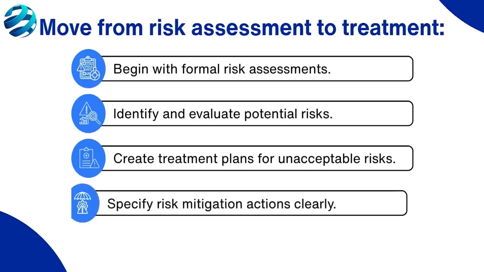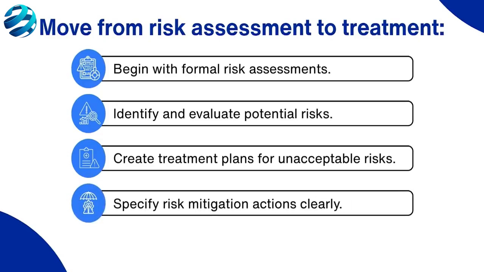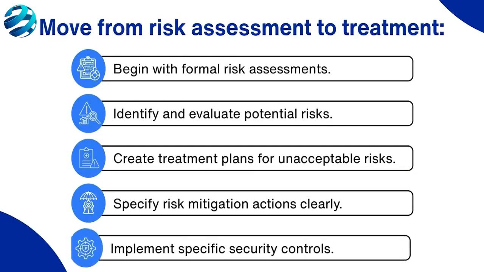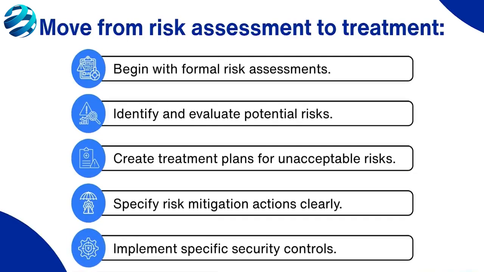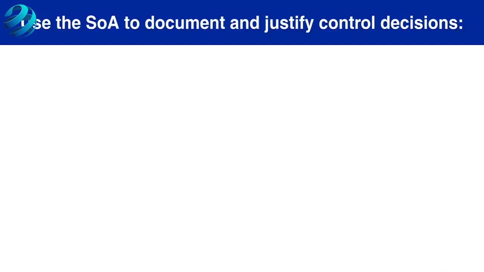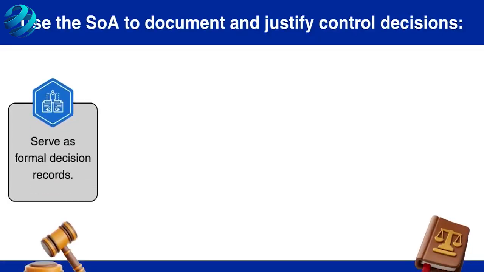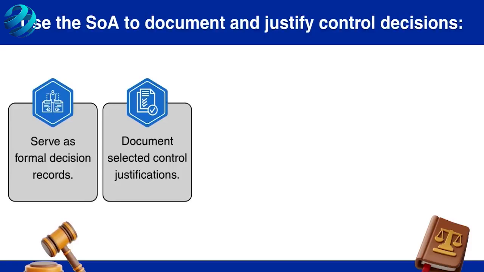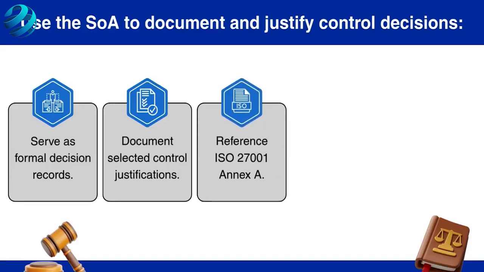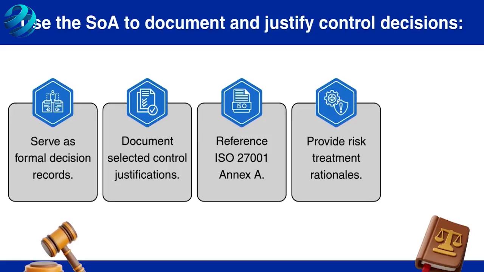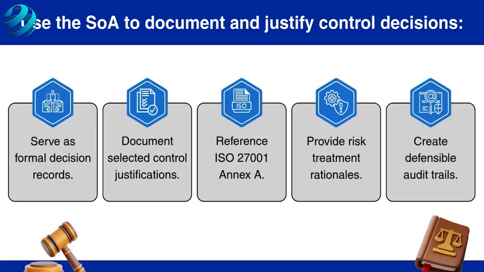This plan specifies the actions that will be taken to mitigate those risks, which most often involve implementing specific security controls. Finally, the Statement of Applicability, or SOA, serves as the formal record of these decisions. It documents which controls from ISO 27001 Annex A were selected to treat the identified risks, and provides a justification for their inclusion, creating a defensible audit trail.